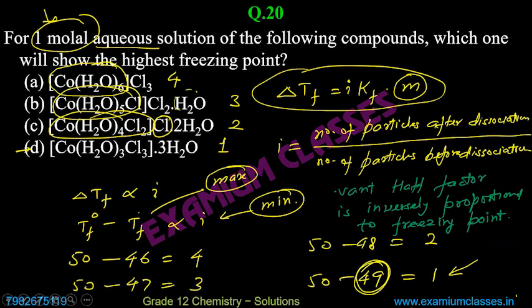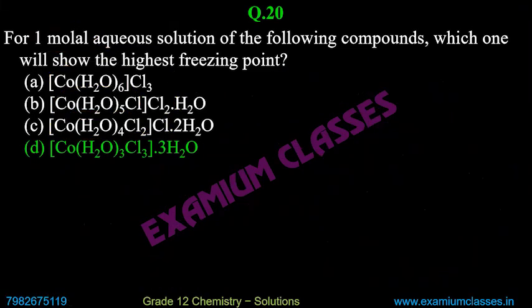Yes, so D is the answer. If you know the statement that Van't Hoff factor is inversely proportional to freezing point, you will get the answer very quickly. Yes, correct, D. So write this statement somewhere: Van't Hoff factor is inversely proportional to freezing point, or freezing point is inversely proportional to Van't Hoff factor.